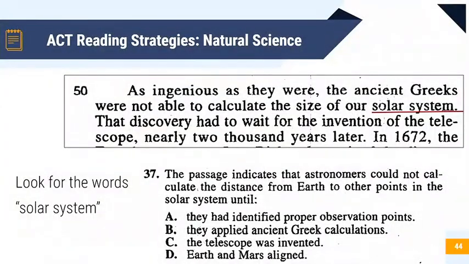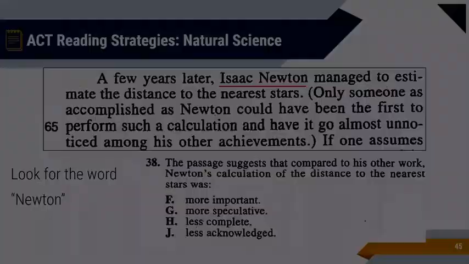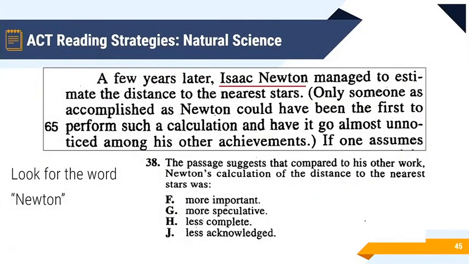All right. Greeks in the solar system, we're going to look for the word solar system. Okay, so we have it in line 51, but it says that discovery had to wait for the invention of the telescope. It's two lines down from the solar system, but there it was. The telescope was invented. Isaac Newton, again, find Isaac Newton. This right here, it's important that they read what's in parentheses. Sometimes that is an answer choice, and it is on this one, so it's less acknowledged, J.